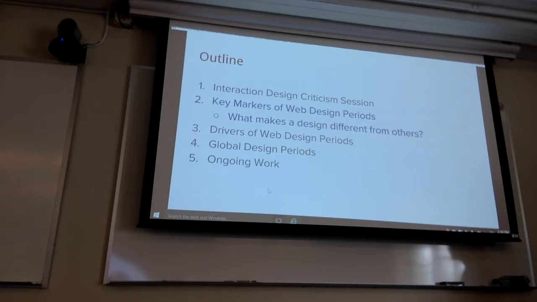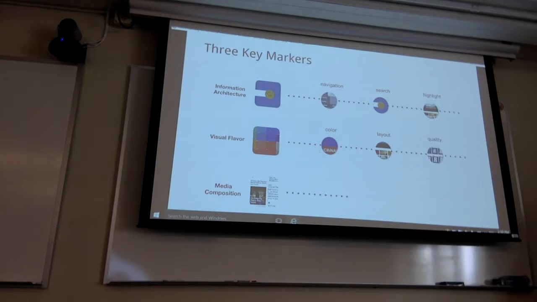From this session, we first can ask what the key markers of web design periods are. It means what makes a design different from others. There are 3 key markers we found from this study. First is the information architecture. It includes the navigation bar, search bar, and components like the highlight components. The second is visual flavor, which includes the color schema, the layout templates, and the visual qualities. The third is the medium combinations. It's a combination of text, video, and images.